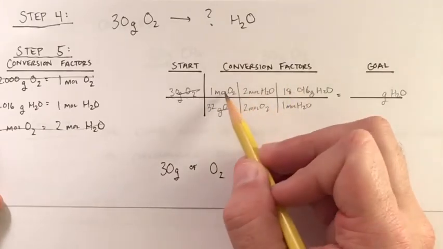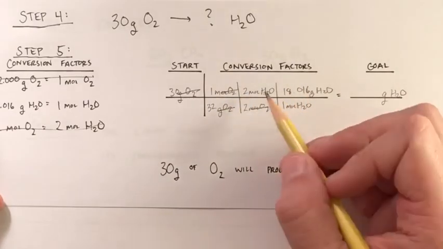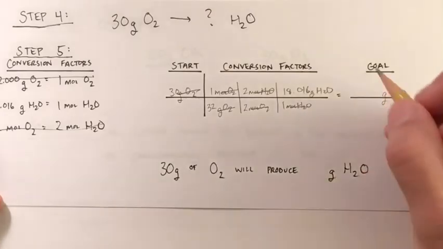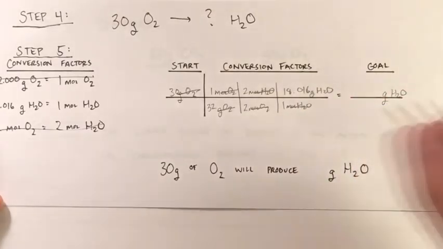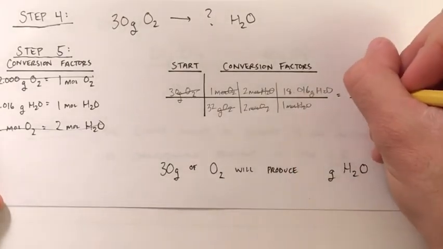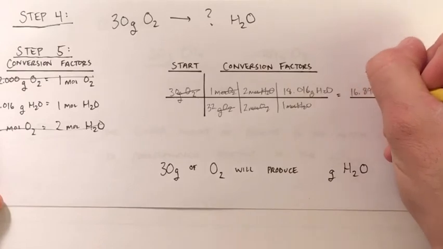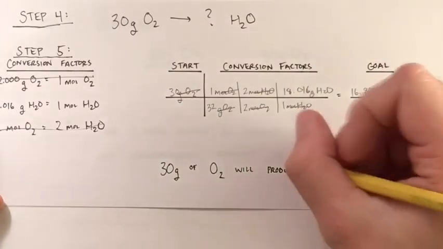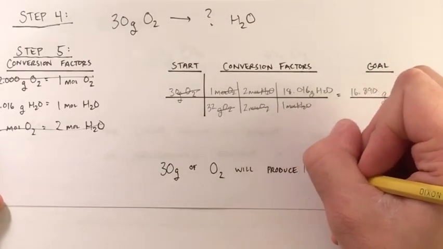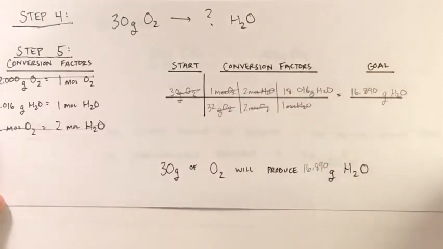Grams of O2 cancels out, moles of O2 cancels out, moles of H2O cancels out, and I have grams of H2O. When I plug all this into the calculator, I get 16.890 grams of H2O.